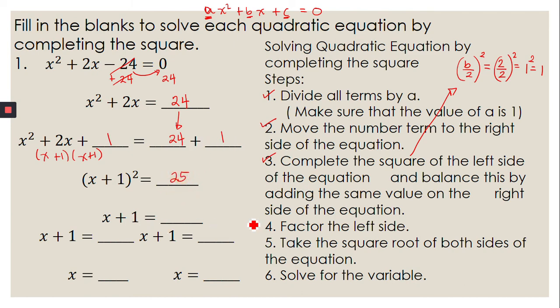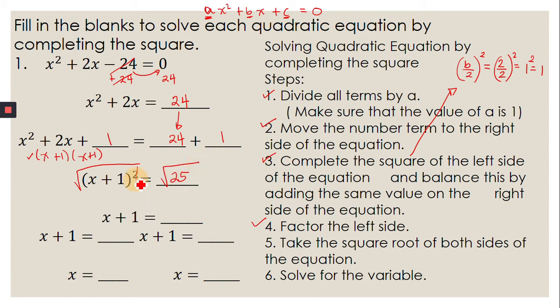Let's have the fourth step. The fourth step is factor the left side. We've already factored it, and this is the factor. Let's go to the fifth step. Take the square root of both sides of the equation. We want to eliminate the exponent here. Remember, by getting the square root, we want to eliminate the exponent 2. Since you have parentheses here, you have to get the square root of all the expressions. If you do that on the left side, you also do that on the right side.